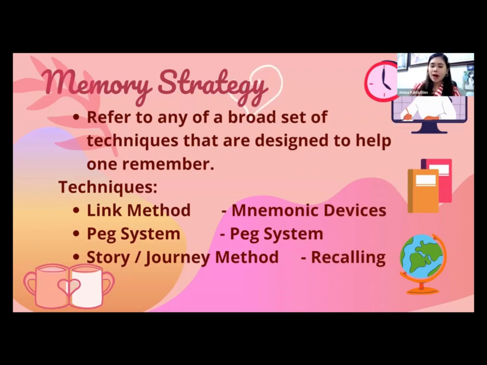And then we have the PEG system. It's a mnemonics strategy used to remember a list, whereby each item is associated in imagination with a number-word pair. Okay, like for example, 1 is a bun, 2 is a shoe. Remember, 1 and bun sound similar. 2 and shoe are also close when you hear it, so it is easily remembered.